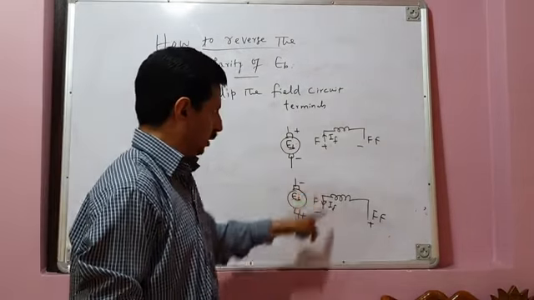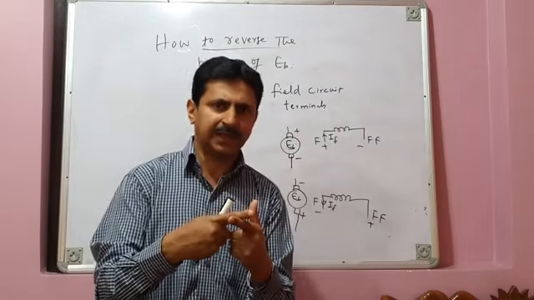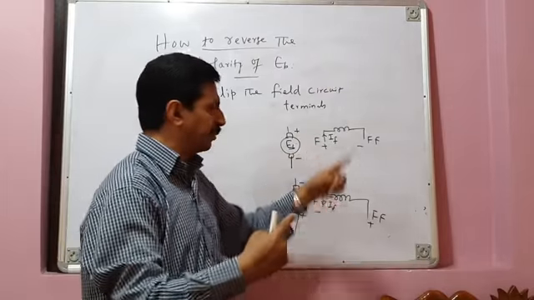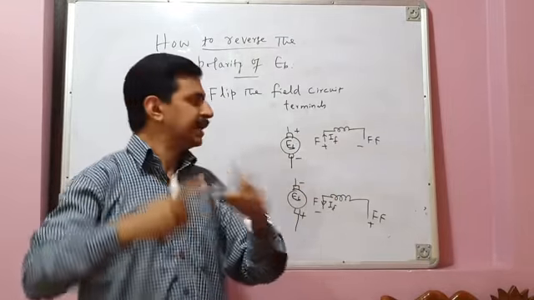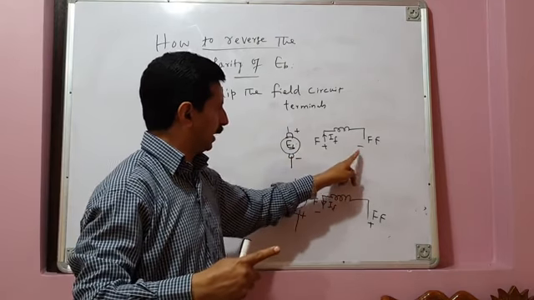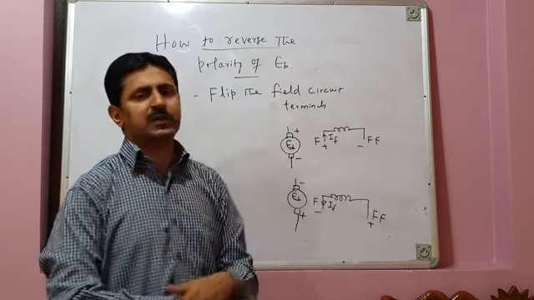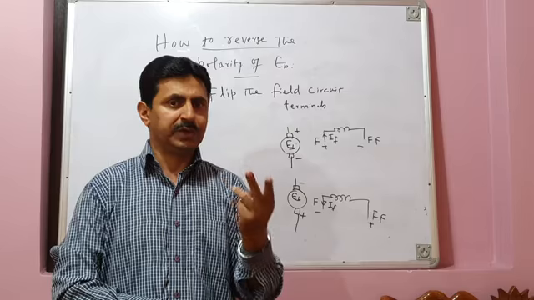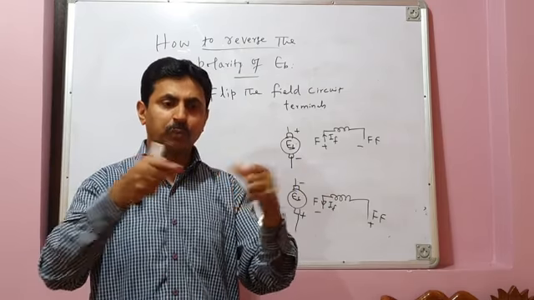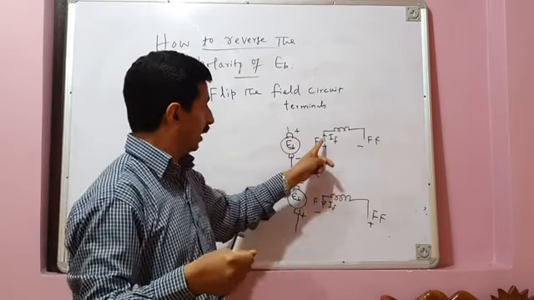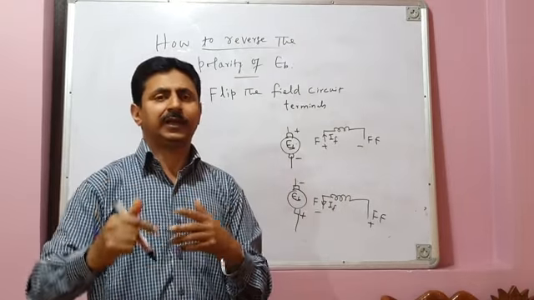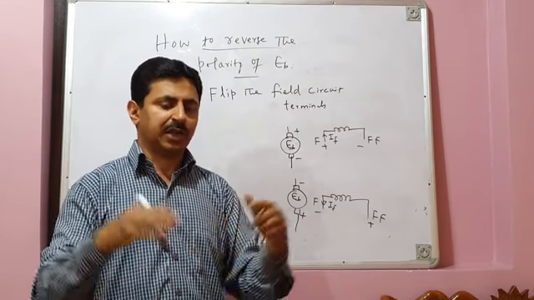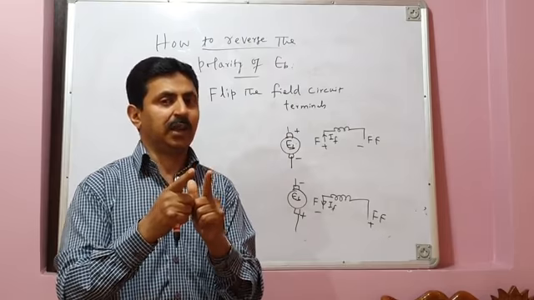But for doing this, you must have a mechanical switch, a contactor, which will first open the field terminals and then flip them: connect F to the negative terminal of the source and FF to the positive terminal. This is not a practical way because of two reasons. Number one, when you open the switch, you make the field current become zero quickly, and there will be a large di/dt, and that will cause a large voltage across the switch terminals and large sparking.